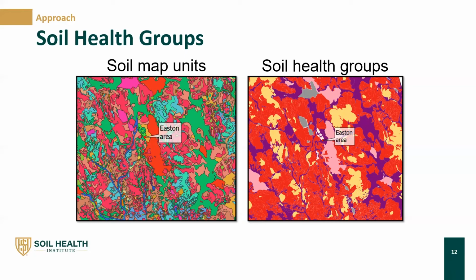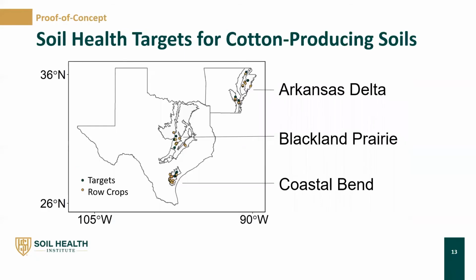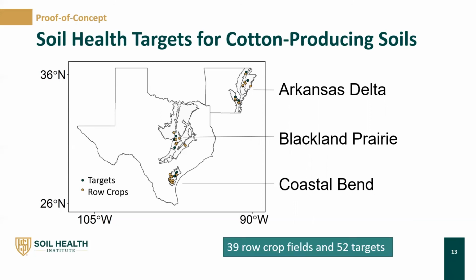And that same process was used to sample in our preliminary work in Arkansas in the Delta, in the Blackland Prairie of Texas, and also in the coastal bend of Texas. So this map is showing those 3 regions. And then we have targets in each of those regions represented by the dark green dots, and the gold dots are row crops that were measured in those same regions in cotton producing soils. And so there were 39 row crop fields and 52 targets when we look at all of those data together.